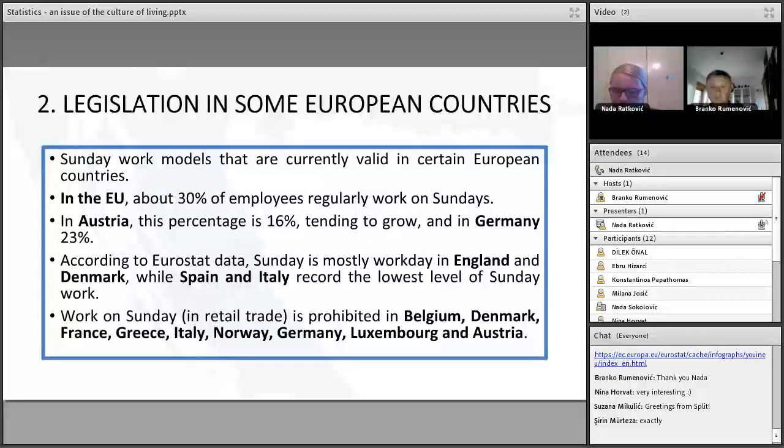In the European Union, 30% of employees regularly work on Sunday. In Austria, the percentage is 16%, and in Germany, 23%. This is the data from Eurostat. Sunday in England and Denmark is mostly a workday. Spain and Italy have the lowest level of Sunday work. Work on Sunday in Belgium, Denmark, France, Greece, Italy, Norway, Germany, Luxembourg, and Austria is prohibited.